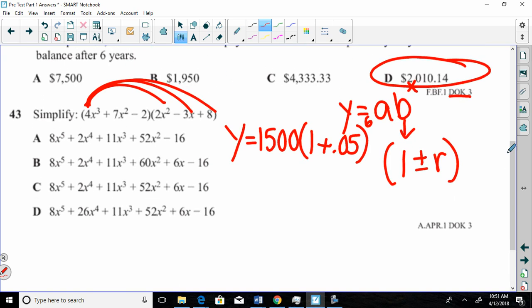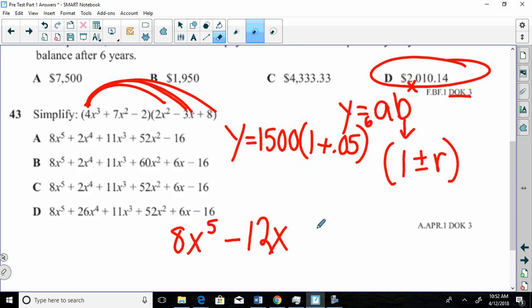So, what is 4x cubed times 2x squared? 8x to the what? Fifth. So remember, when we're multiplying, that's when you add the exponents. When you're adding, you're just combining the like terms. What's 4x cubed times negative 3x? Negative 12x to the what? X to the third? Or to the fourth, my bad.